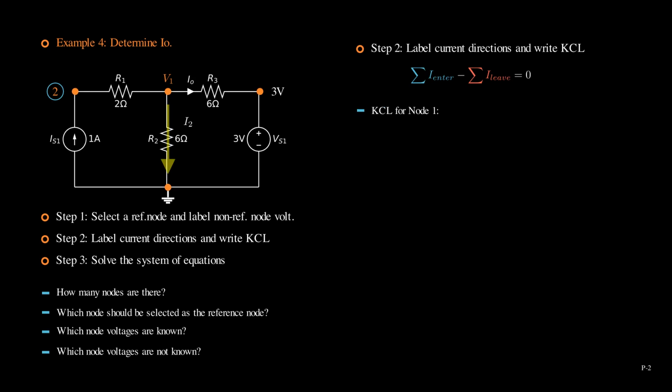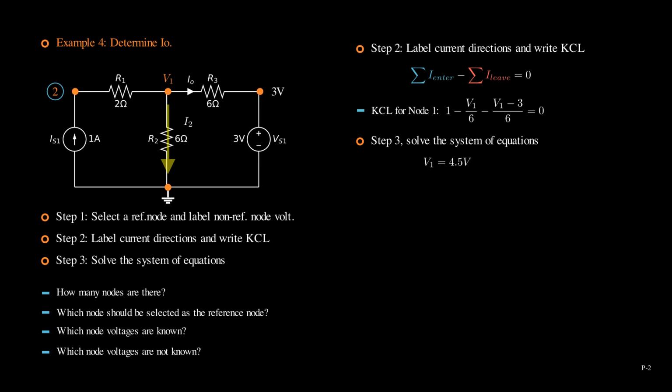The KCL equation for node 1 is 1 amp, that is Is1. This term has a positive sign because it enters node 1. Minus V1 over 6, that is I2. It is minus because the current leaves node 1. Minus (V1 minus 3) over 6, that is Io. It is minus because the current leaves node 1. Equals 0.